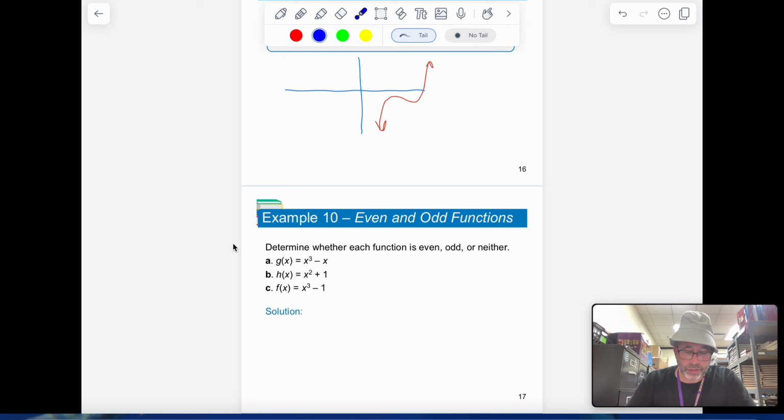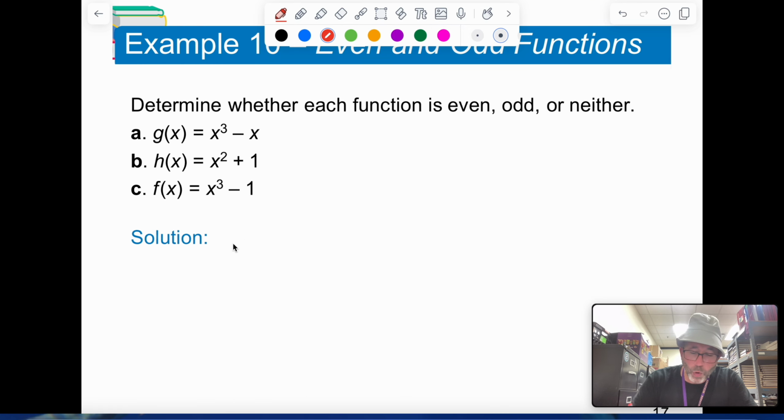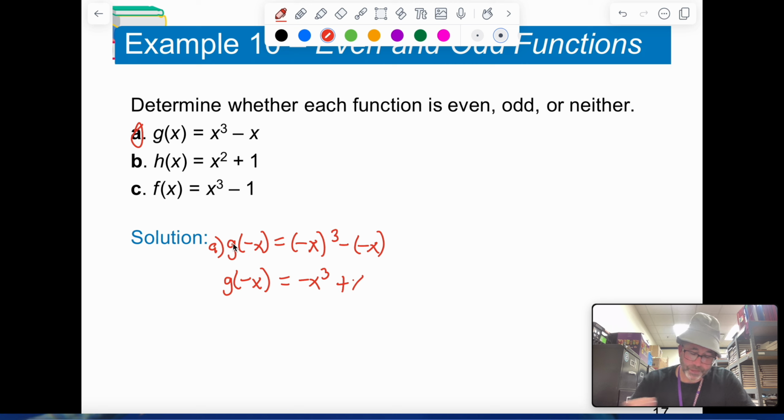Okay? So let's test these. Let's see what happens and how we actually determine these. What we do is we're going to put the opposite x in and see what happens. So g of -x is equal to -x to the third minus -x. G of -x ends up equaling -x cubed plus x.